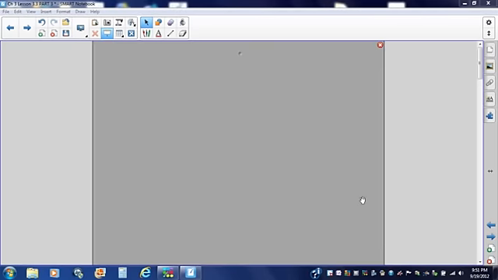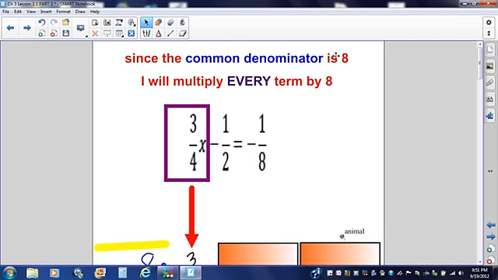Well, geez, Mr. Phillips, that's nice. How does finding the common denominator help me? Very good question, young grasshopper. Wait, and I'll show you. Since the common denominator is 8, I will multiply every term by 8.